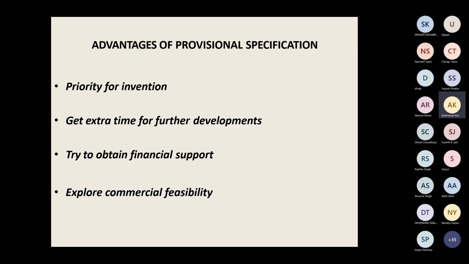So, advantages of provisional. I will just give you a brief introduction about both these specifications. Provisional is the one when you file an application, and it is not still in its complete form. So you file it with as much information as you have, and then you get a window open for 12 months. Within 12 months, you need to complete the application, and you need to file the complete application or complete specification.